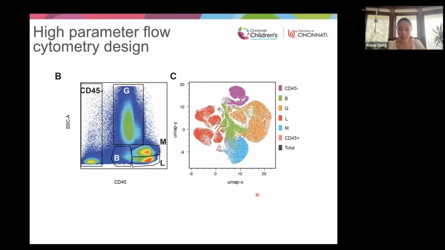And then here on the right side is a UMAP representation of all these cells that I have gated on the left. As you can see, the major lineages are all present and they're connected, which is a good thing, right? Because these cells are related to each other.